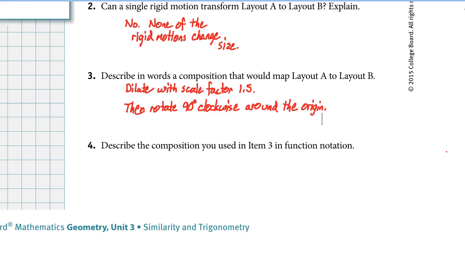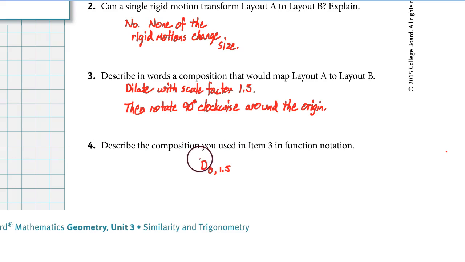Number four asks us to describe this composition using function notation. We've learned different symbols to do this. The first thing that we said we were going to do is dilate. The symbol for that is a capital D. And then as a subscript, we say that we're going to dilate around the origin, comma, and then we give the scale factor, in this case 1.5. So there's our symbols for the dilation.